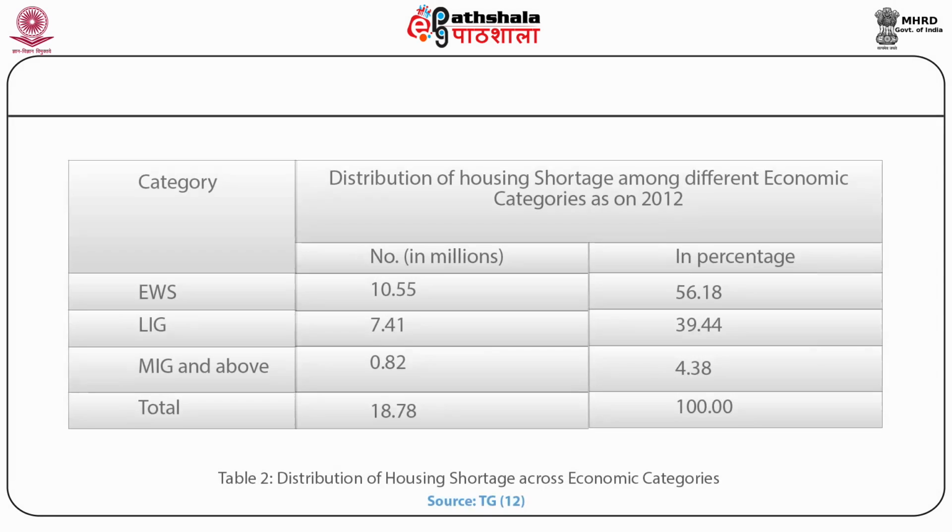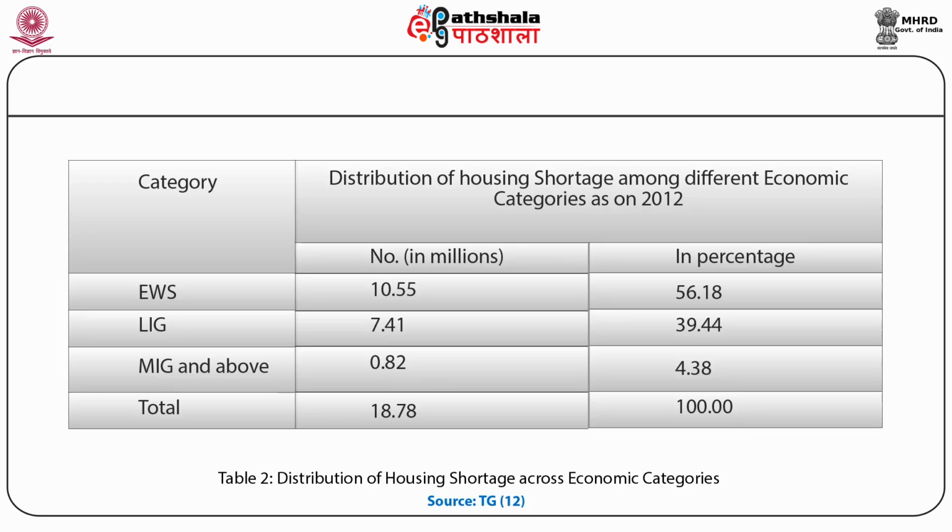Now we can look at the distribution of housing shortage across economic categories in India. The technical group also examined the housing shortage among various income groups. It found three-fourths of the shortage in economically weaker sections, with income up to rupees 5,000 per month, and another quarter of the shortage in the lower income group, those having income between 5,001 and 10,000 per month. In the latter, a significant proportion of shortage is on account of congestion in living conditions.